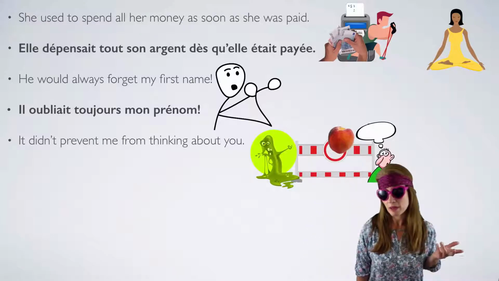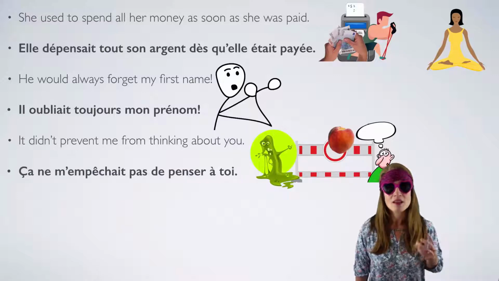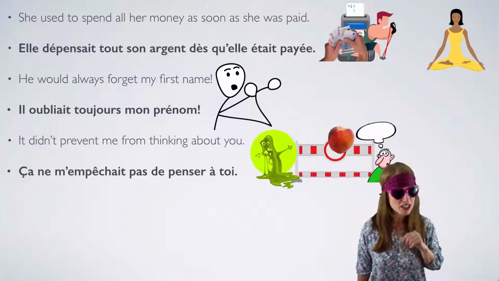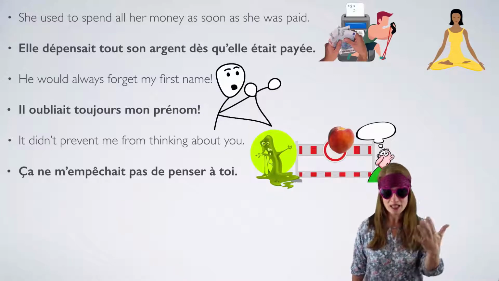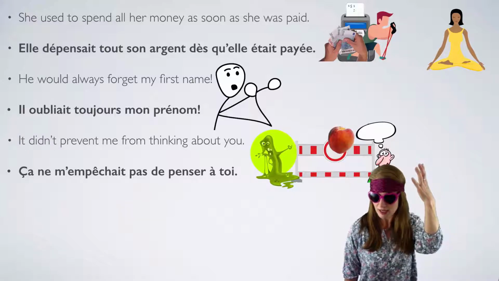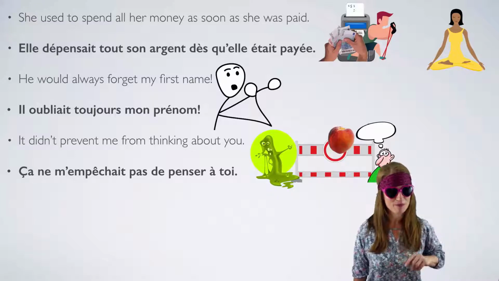It didn't prevent me from thinking about you. When your it is abstract or that is abstract, we use ça, which is short for cela. Ça ne m'empêchait pas de penser à toi. So penser is a bit of a cheeky verb, because penser à is either to remember or to think about something or someone in your mind, but penser de is to have an opinion of.